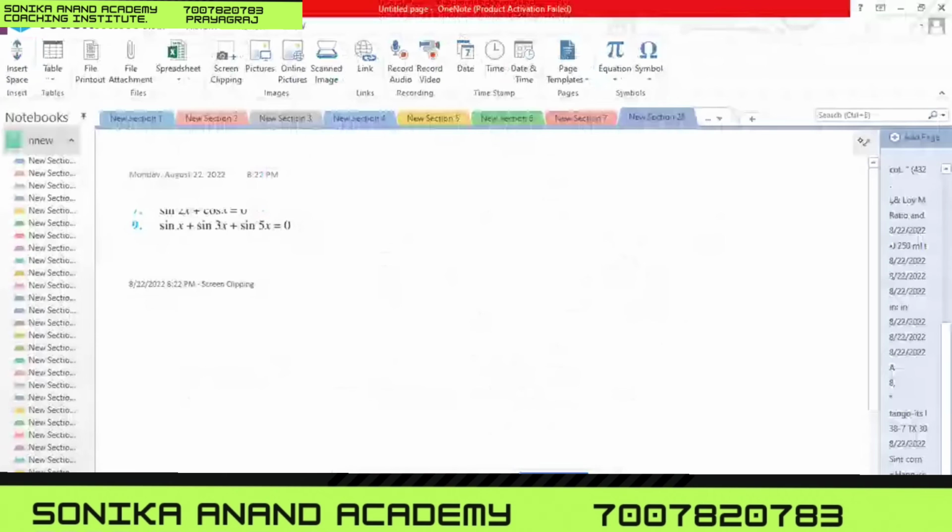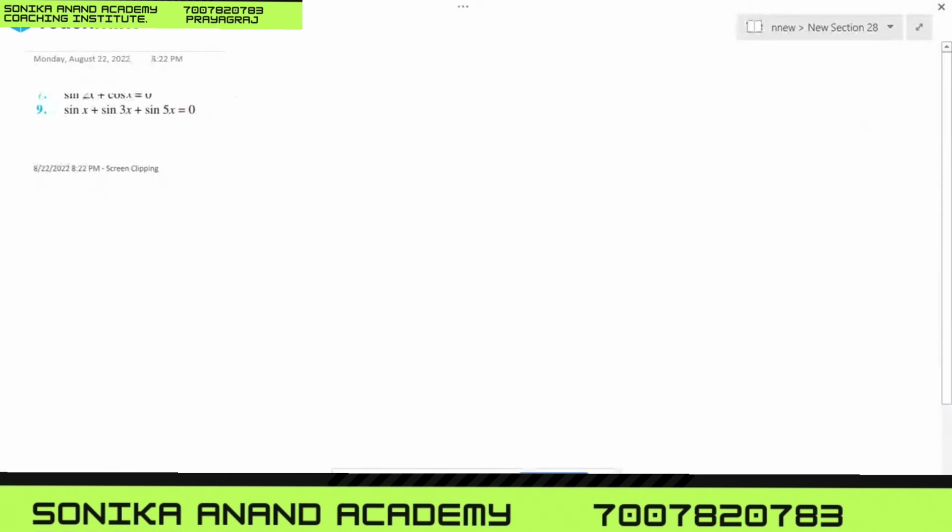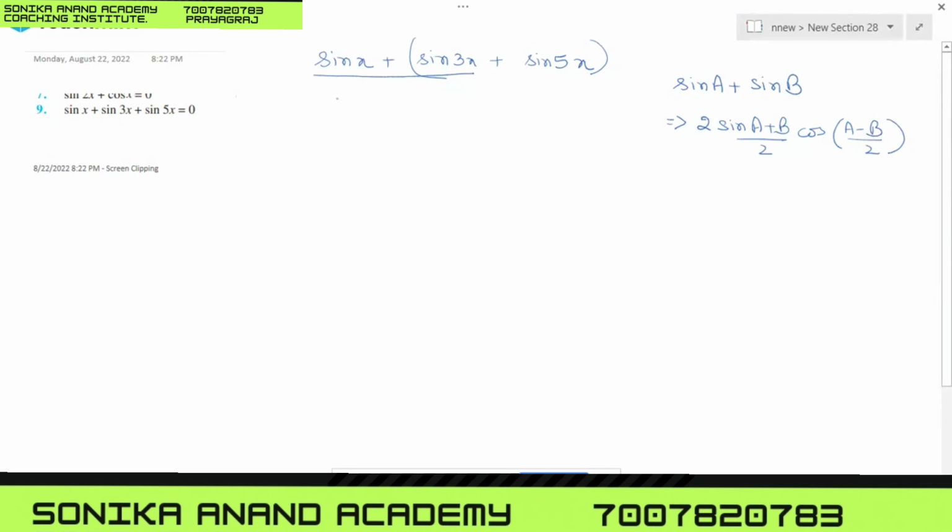We have sin x, sin 3x, sin 5x. Now we take, for example, these two. So now the formula of sin A plus sin B is equal to 2 sin of A plus B by 2, cos of A minus B by 2. This is the formula.